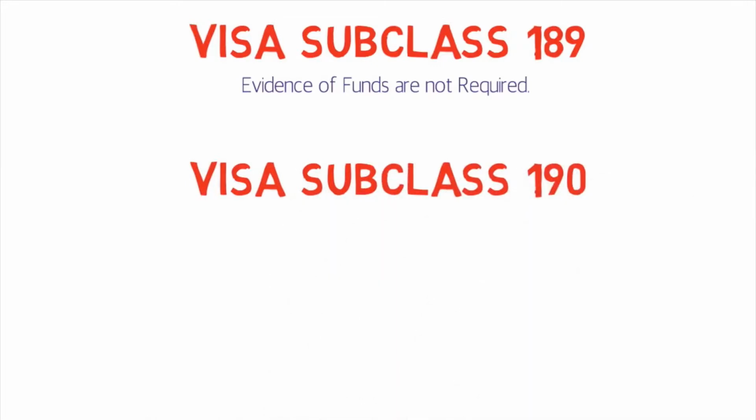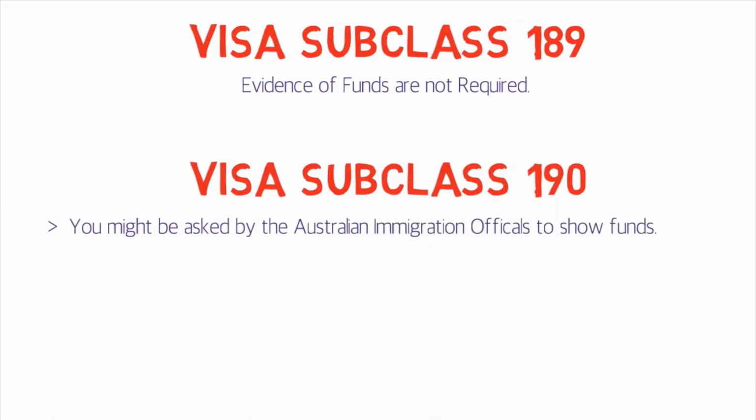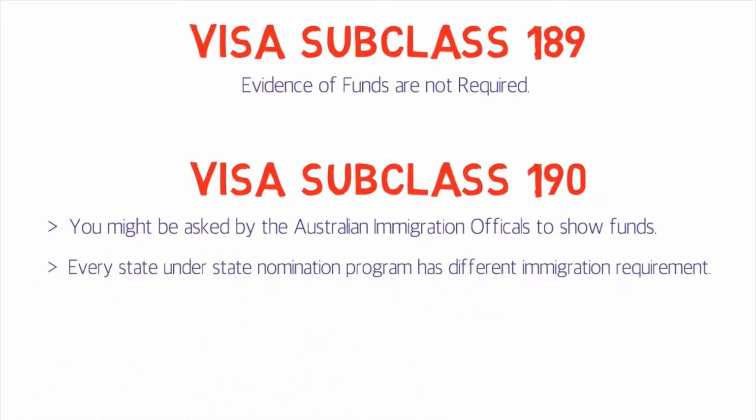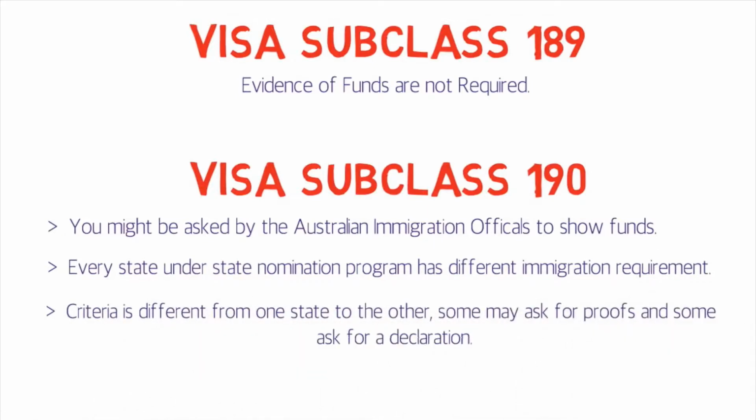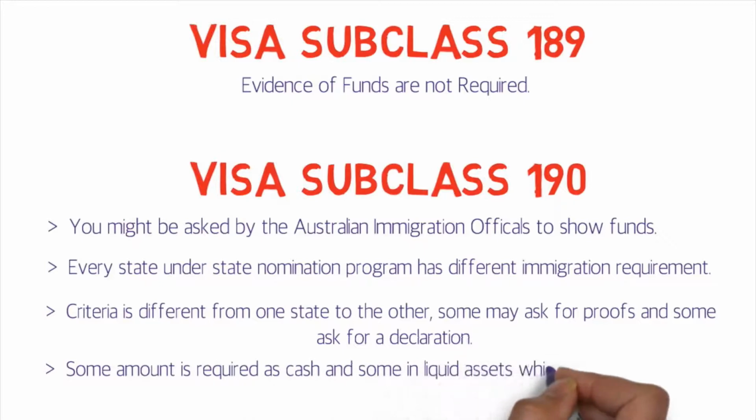Visa subclass 190. If you're applying for this visa subclass, then you might be asked by the Australian immigration officials to show some funds. Every state under the state nomination program has different immigration requirements, and the criteria differ from one state to the other. Some may ask for proof of funds and some might ask just for a declaration. Some amount is required in cash and some in liquid assets, which also includes property. So you might have to furnish the property papers to prove that.